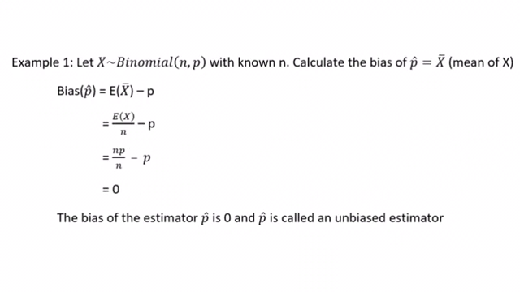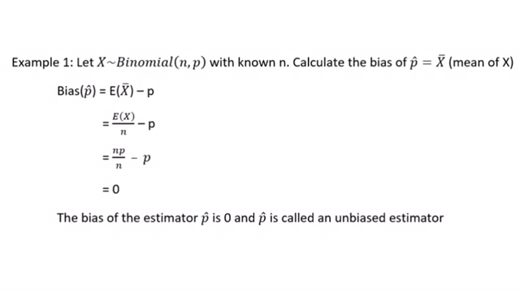Example 1. Let X be from a binomial distribution with parameters n and p. Calculate the bias of p hat being the mean of X. So p hat is the estimator of p, and we use the bias formula to get that the bias is equal to the expectation of X bar minus p, and since X bar is X divided by n, and the expectation of X is n times p, we get the bias equals 0 after the computation. Since the bias of p hat is 0, we call p hat an unbiased estimator.